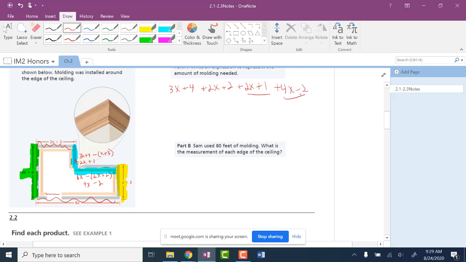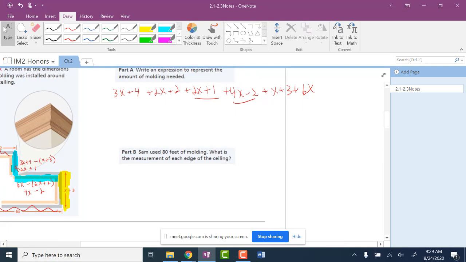All right, I'm going to run out of room here. So where did I start? I started with 3x plus 4, 2x plus 2, 2x plus 1, 4x minus 2. I need another x plus 3. And I need that 6x on the bottom. Okay, a lot of like terms. Ain't no thing. 3x, 5x, 7x, 11x, 12x, 18x. Okay, making sure hopefully I'm doing good math there. And then 4, 5, 6, 7, 6, 5, 6, 7, 8. Hopefully I did all that right as well, plus 8.